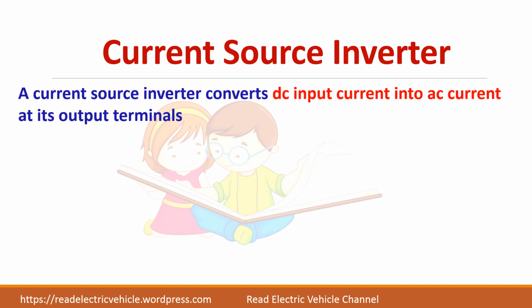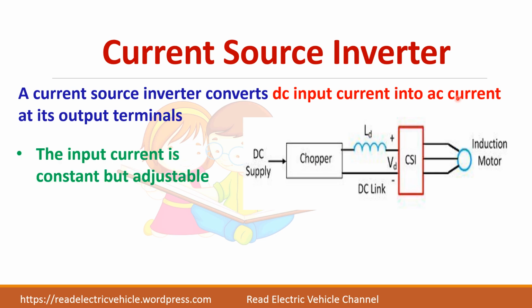So what is a current source inverter? A current source inverter converts DC input current into AC current. And the input current is constant but it is adjustable. What do you mean by that?